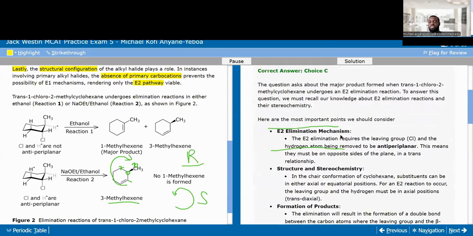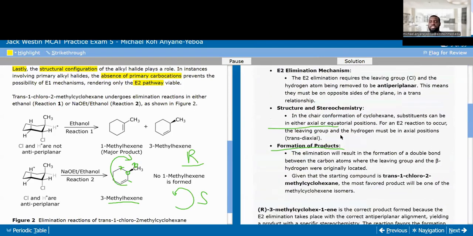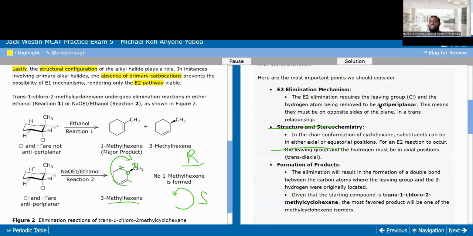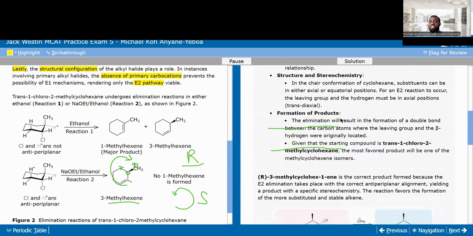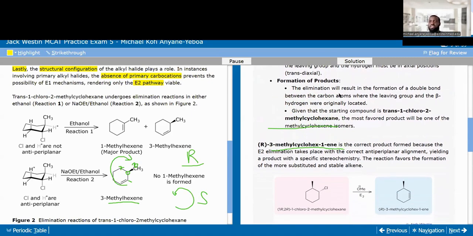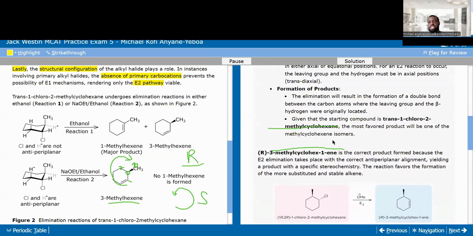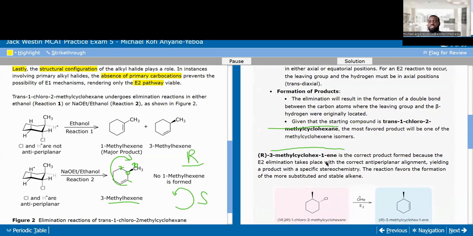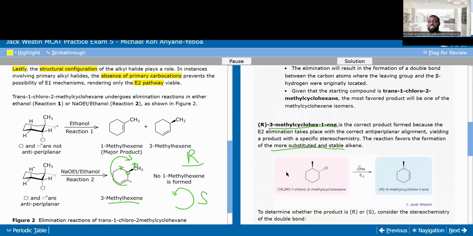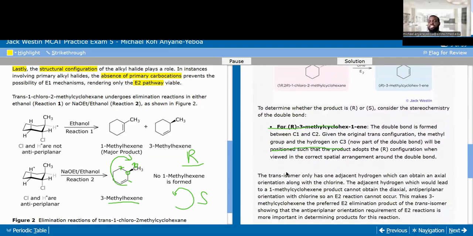C is right. The question asks about the middle verse. I think they've listed some things here. Let's see. Okay, an E2 elimination reaction, remember, is always anti-periplanar. It's going to be in either the axial or equatorial positions, but you want it axial because you want it in the opposite direction to reduce steric hindrance. And given that the starting compound is the most favored product, it's going to be a methylcyclohexene, nice, right? Okay, 3-methylcyclohexene is the correct answer. I mean, they gave that in the passage, and then we just have to determine whether it's the R or the S.